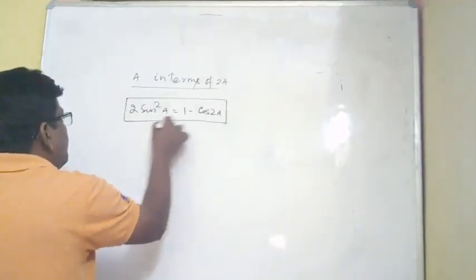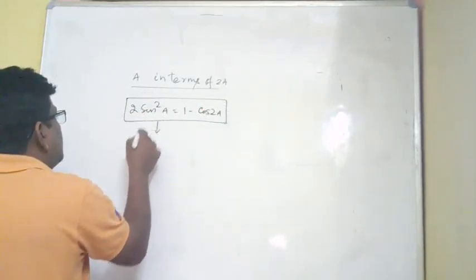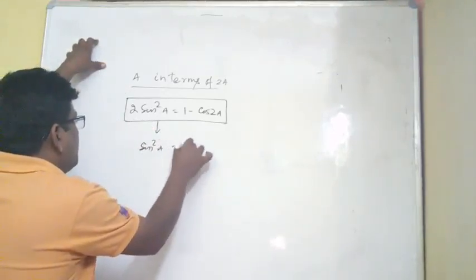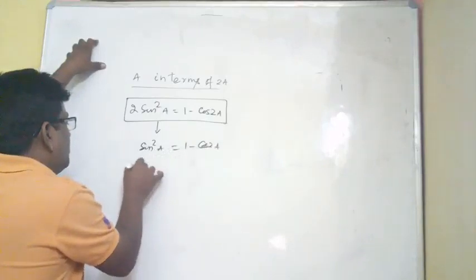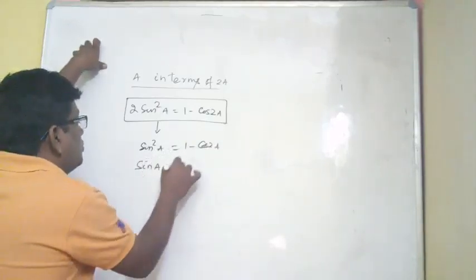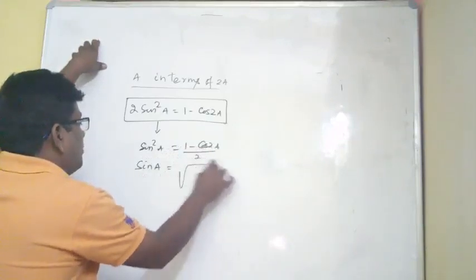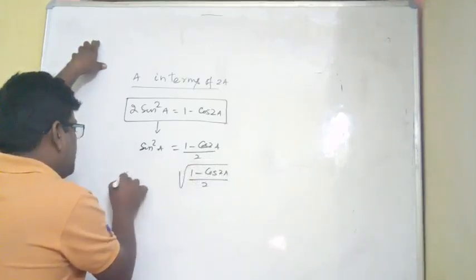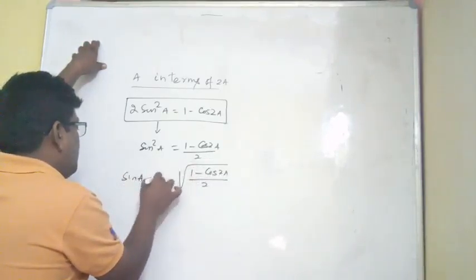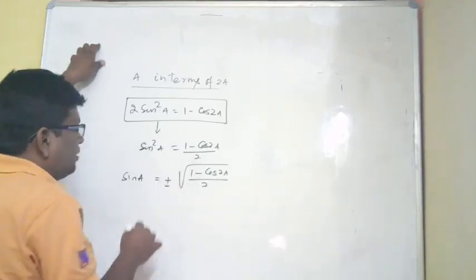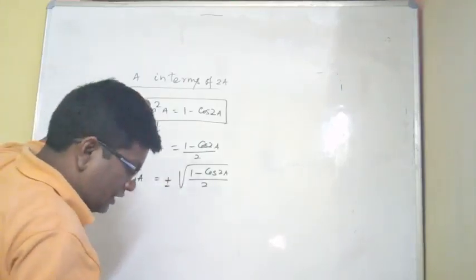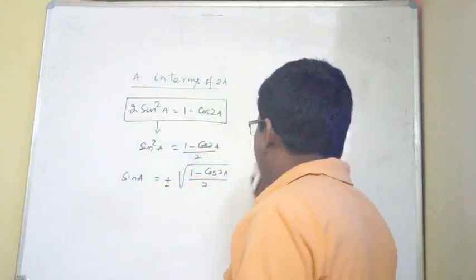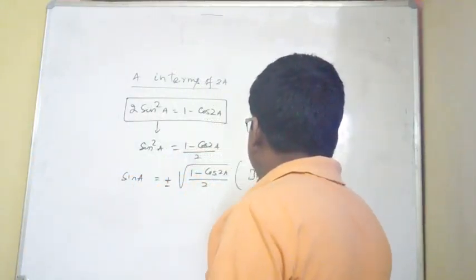From this we will get sin square A is equal to 1 minus cos 2A by 2, or sin A is equal to plus or minus root over 1 minus cos 2A by 2. The plus sign and minus sign can be decided according to AST's rule.